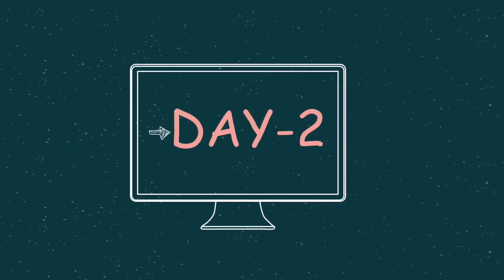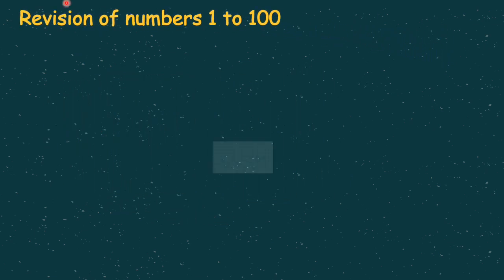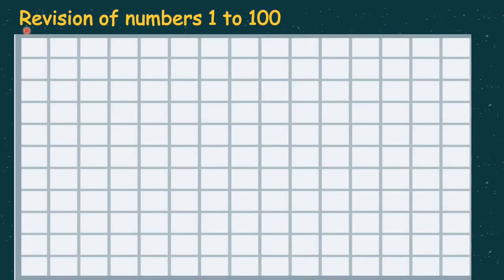Day 2. Children, today we shall be revising the numbers from 1 to 100. Okay, so first we need to write ones and tens, right? So this O is ones and T is tens. I want y'all to read out the numbers along with me, children.